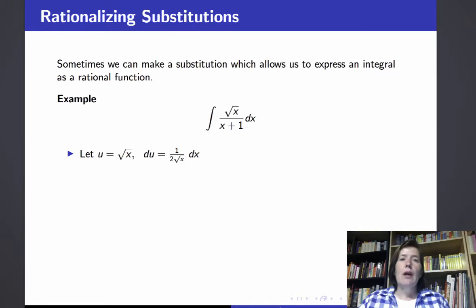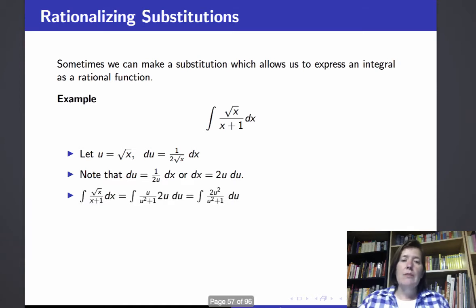Our first step is to calculate du, and this is 1 over 2 times the square root of x dx. Notice that everything here except for the dx can be expressed in terms of u. So du is 1 over 2u dx. If I multiply this by 2u, I get dx can be replaced by 2u du in this integral. And everything else can also be expressed in terms of u, so therefore I can complete this substitution.